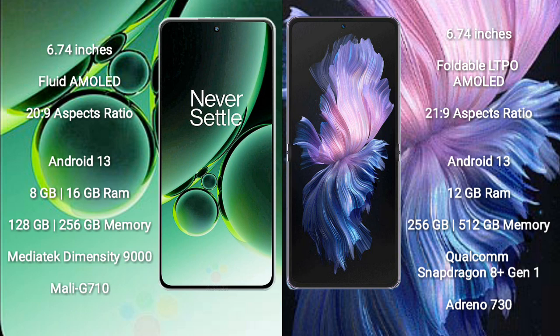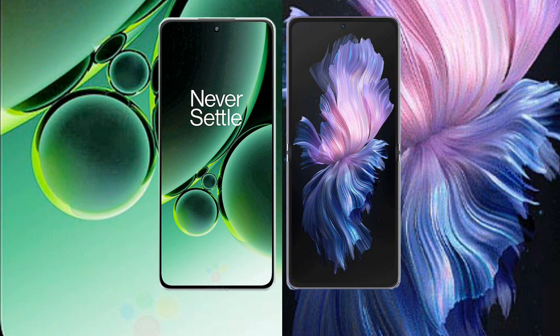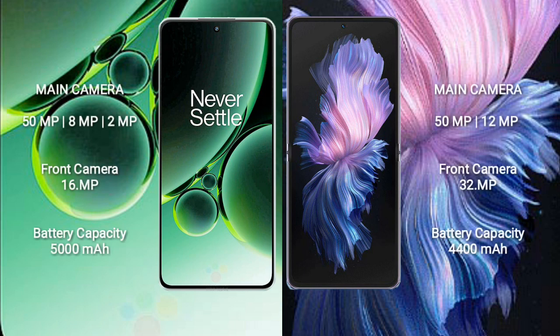OnePlus Nord 3 comes with 8GB or 16GB RAM and 128GB or 256GB internal storage, MediaTek Dimensity 9000 processor and GPU Mali-G710. Vivo X Flip comes with 12GB RAM and 256GB or 512GB internal storage, Qualcomm Snapdragon 8 Gen 1 processor and GPU Adreno 730.